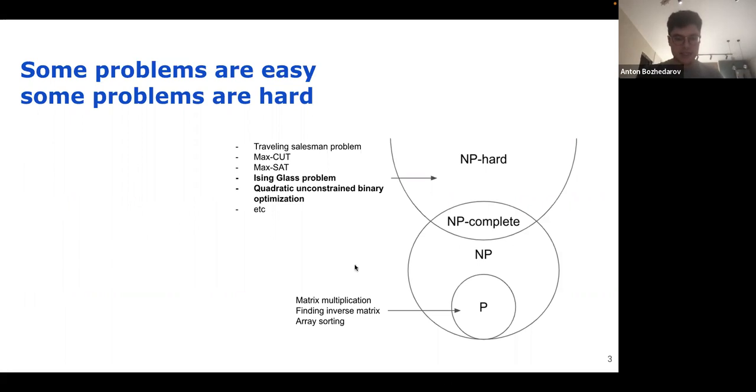And there are two problems that are known as the Ising glass problem, or Ising model, and the equivalent of this problem is quadratic unconstrained binary optimization. And there is some device whose physical meaning is equivalent to the Ising problem. I will tell about this in more detail.